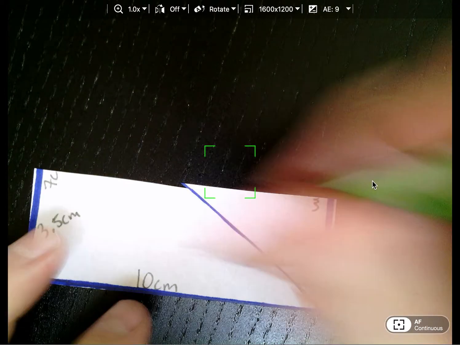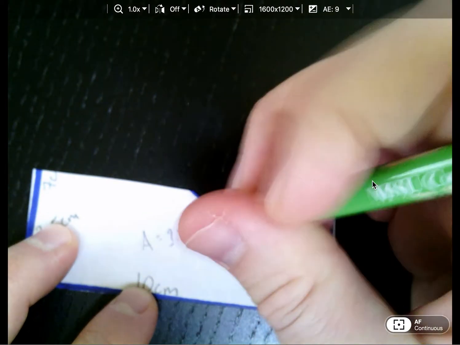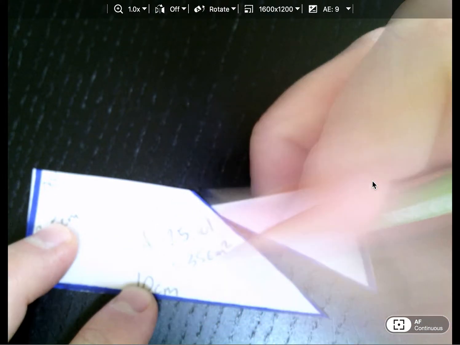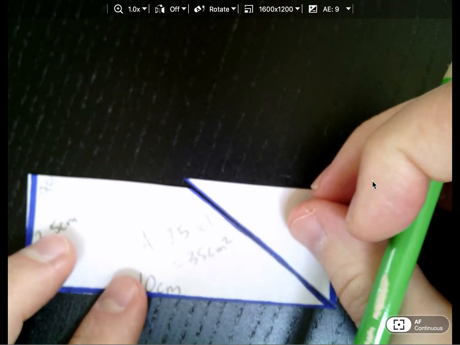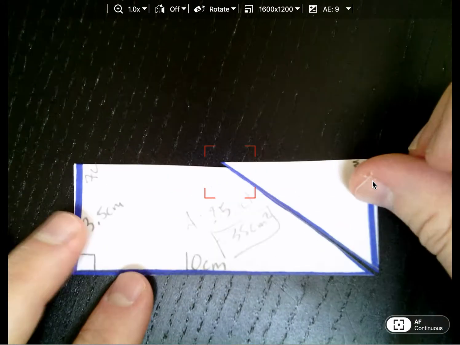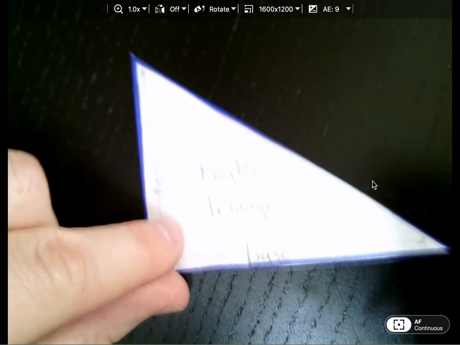our area, which would be 3.5, because that's the height of this rectangle, times 10. So we get 35 square centimeters. Centimeters squared. Sorry you can't see that in the glare. All right, that's how we would do it, by breaking the triangle into pieces. So we can add that for our triangle.